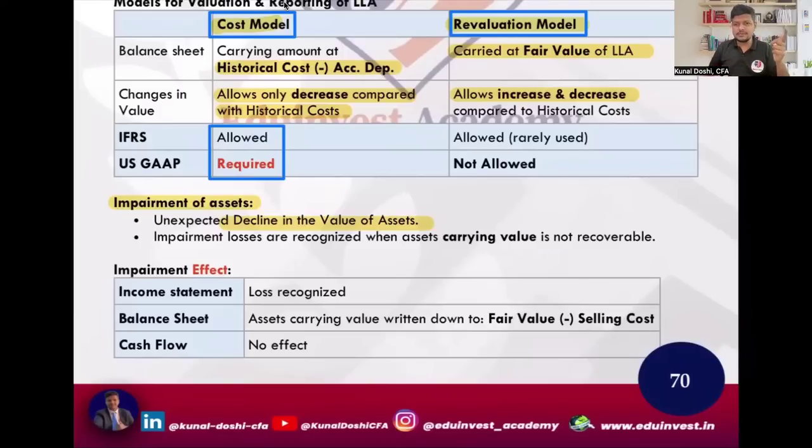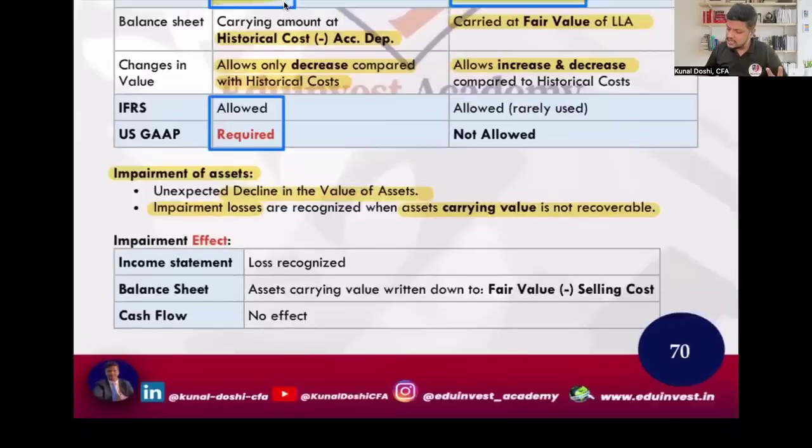Is this a gain or loss? Like write-down, impairment is a loss. So this loss is recognized in the income statement and the asset's value goes down. Impairment losses are recognized when the asset's carrying value is not recoverable. Not recoverable means you do not expect the asset to come back to its carrying value. So very, very important, these three things.